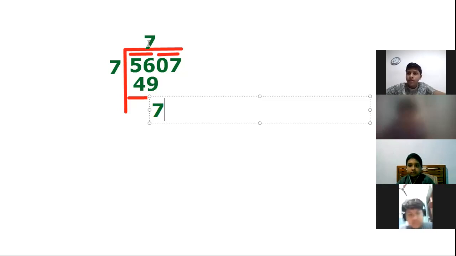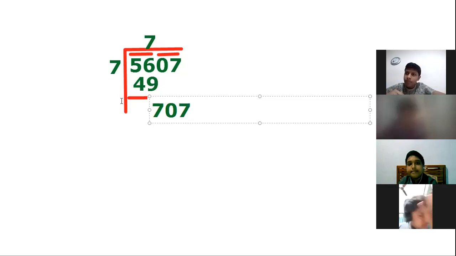Yes, the same 7 at the top. That is 7 into 7, 49. As usual, we are subtracting. The remainder should be 7. And we have to replace. In normal division we consider only one digit, but here we have to bring down the whole pair. That is, the pair is 0 and 7. Then the number becomes 707.